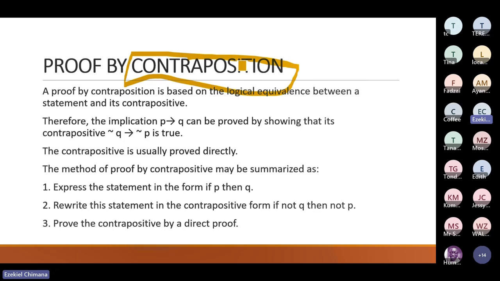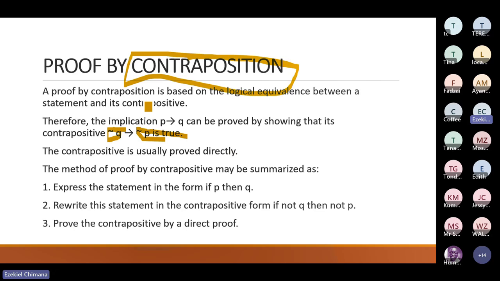So a proof by contraposition is based on the logical equivalence between a statement and its contrapositive. So you just need to take the contrapositive of a statement and then prove it is true, so that you can assert that the given statement is true. Therefore, the implication P implies Q can be shown by showing that its contrapositive, the negation of Q implies the negation of P, is true.